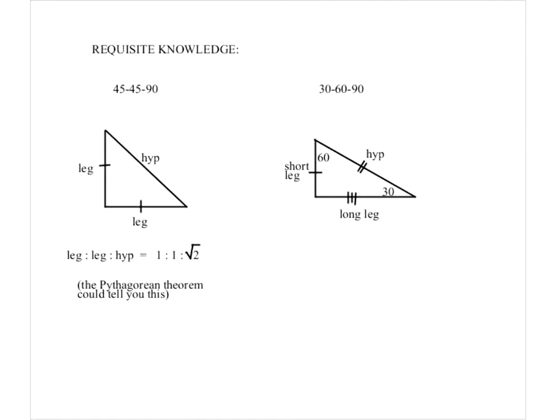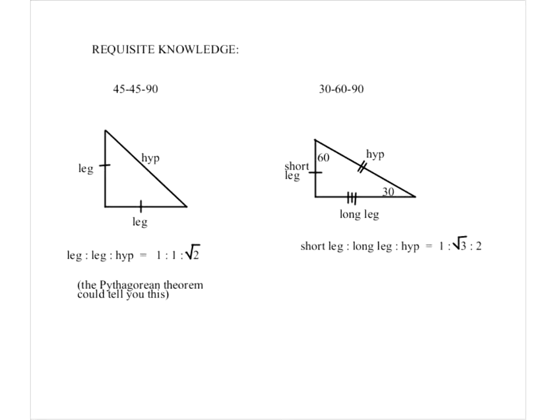In this case, the short leg to the long leg to the hypotenuse is 1 to square root 3 to 2. And again, the Pythagorean theorem will not tell you this. So this is a piece of factual knowledge that you've got to have.